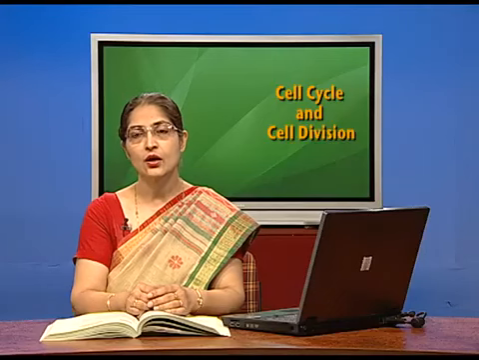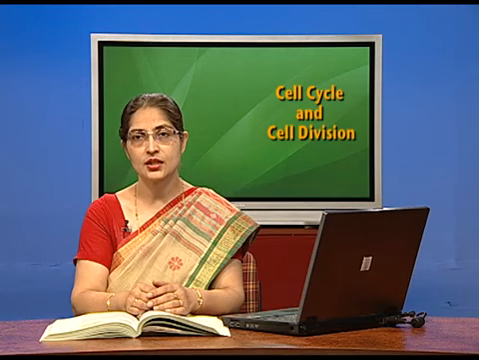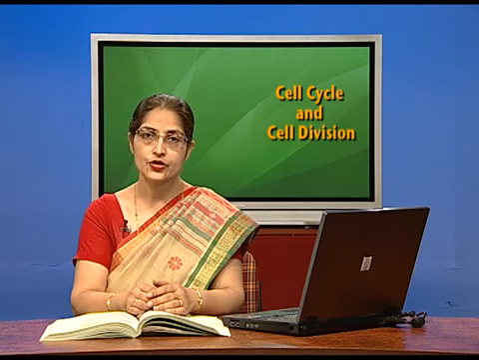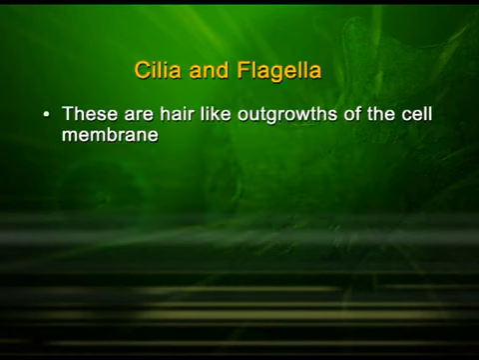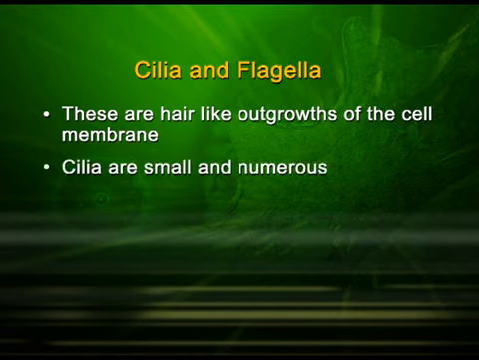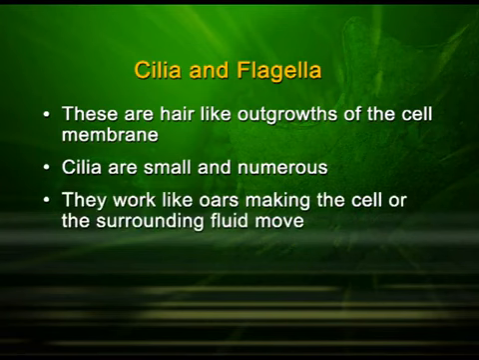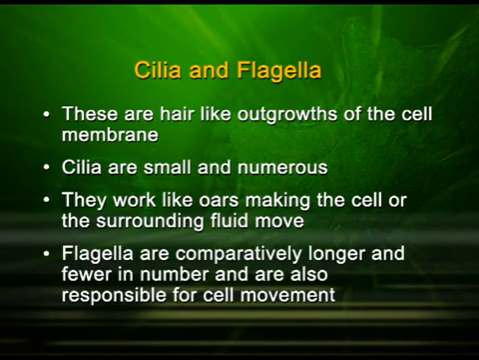The eukaryotic cell also possesses certain cytoskeletal structures, the cilia, flagella and the centrioles. Cytoskeleton is the network of filamentous proteinaceous structures present in the cytoplasm, which function as mechanical support for motility and for maintenance of shape. The cilia and flagella are hair-like outgrowths of the cell membrane. Cilia are small and numerous. They work like oars, making the cell or the surrounding fluid move. Flagella are comparatively longer and fewer in number and are also responsible for cell movement.